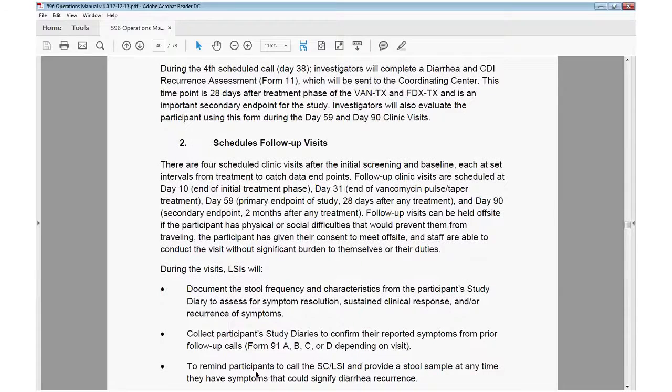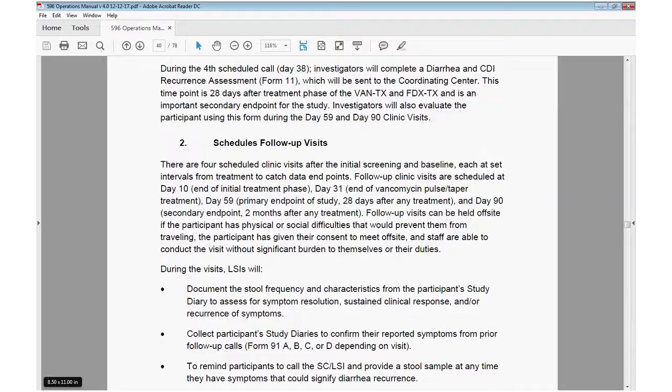Scheduled follow-up visits. There are 4 scheduled clinic visits after the initial screening and baseline, each at set intervals from the treatment to catch all data and endpoints. Follow-up visits are scheduled at day 10, the initial treatment phase; day 31, the vancomycin pulse-taper treatment; day 59, the primary endpoint of the study, 28 days after treatment; and day 90, the secondary endpoint, 2 months after any treatment.